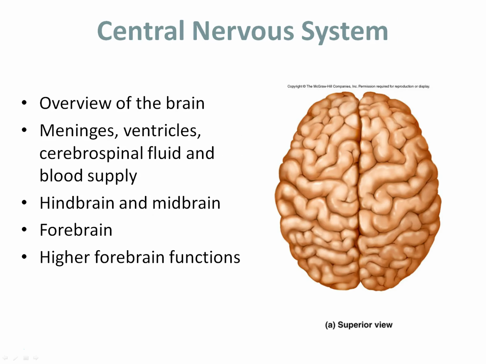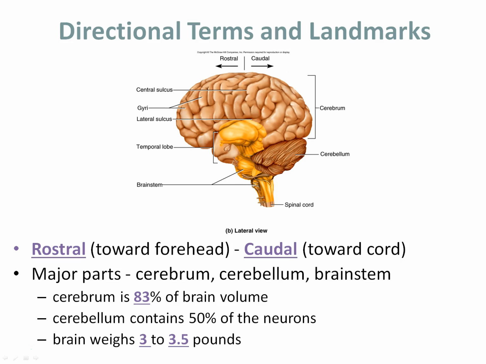We will take a look at the brain and the different parts of the brain and some vocabulary associated with the brain. Then we are going to discuss the meninges, or protective fibrous coverings that surround the brain, the ventricles, spaces within the brain, cerebrospinal fluid that fills the ventricles, and the blood supply to the brain. From there, we'll move on to structures in the hindbrain and midbrain, and then we'll move into the forebrain, including the cerebral cortex and how that functions.